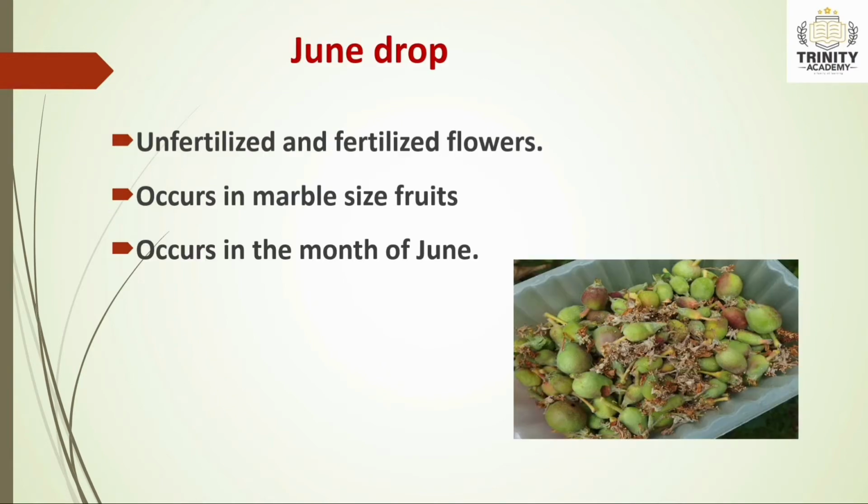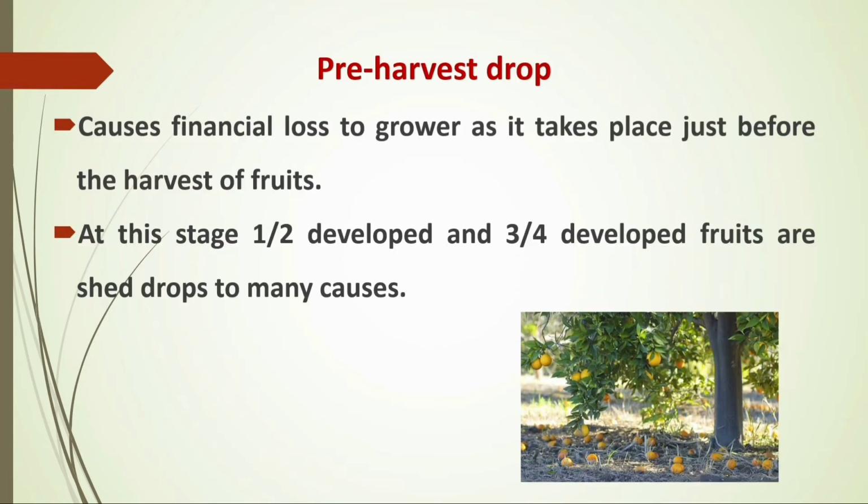We already know that after flowering fertilization occurs. In this type, maybe fertilized or unfertilized flowers drop. From the name we can say that it occurs in June month when the fruits attain marble stage. The type of fruit drop mostly seen in mango. The final one is pre-harvest drop. It causes a major financial loss to the growers.